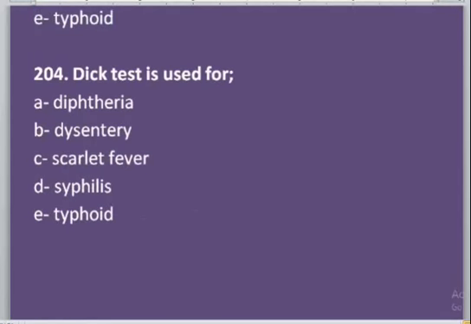Moving on to the fourth MCQ, Dick test is used for diphtheria, dysentery, scarlet fever, syphilis and typhoid. Actually Dick test is used for scarlet fever.